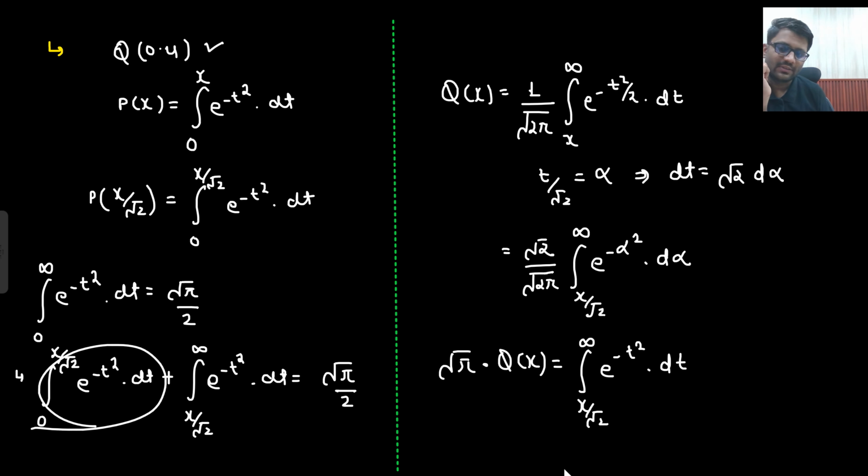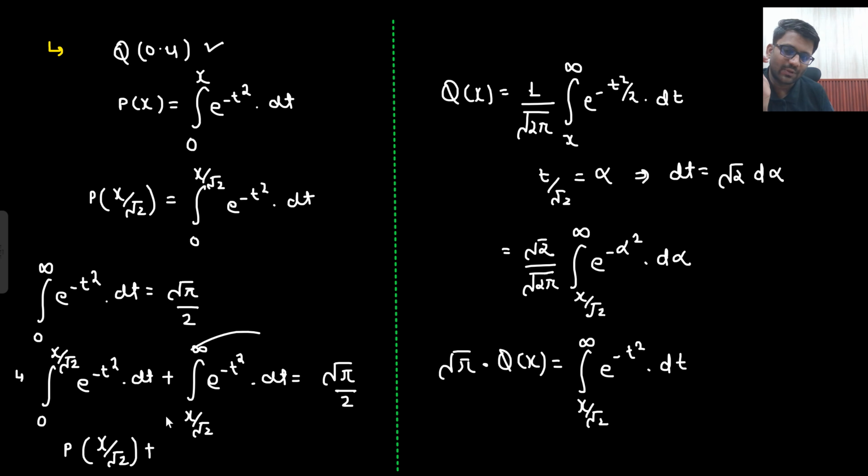What is this? P of x by under root 2. Why did I break it down like this from x by under root 2? Because x by under root 2, x by under root 2, something I can relate. So P of x by under root 2 plus, what is this? x by under root 2 to infinity e to the power minus t square dt. This is your under root pi Q of x, and that is equivalent to under root pi by 2.